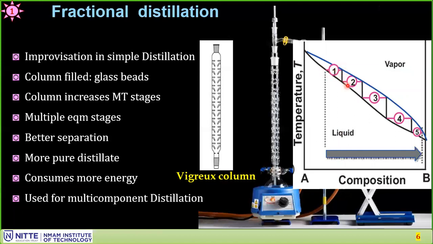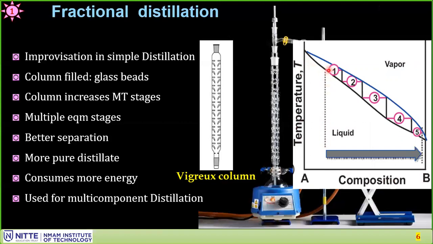Since you have multiple equilibrium stages here, the liquid rolls down as the vapor goes up. So it will increase the equilibrium stages and ensure that the vapor composition increases. The final product that you receive in the receiver could have a very high concentration. If you have a single equilibrium stage, that is simple distillation, this could be the product composition. This is X versus Y, this is temperature. I am showing you the boiling point diagram.